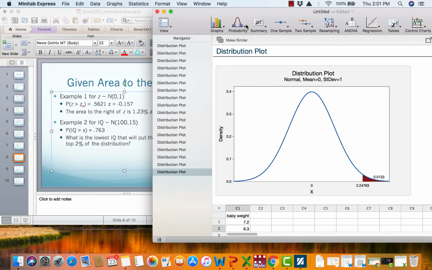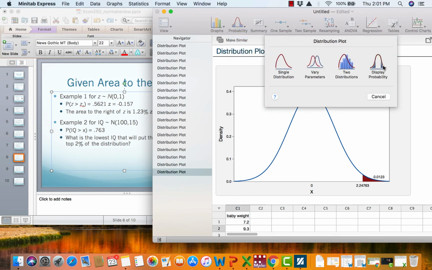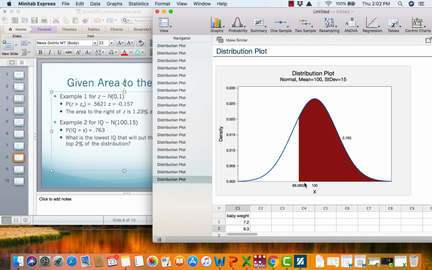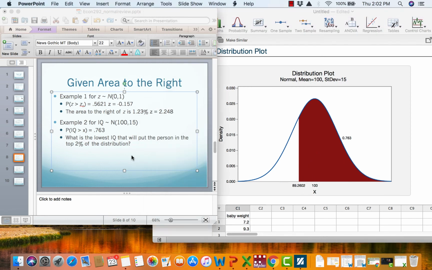Okay, let's switch over to IQ. All right, so let's go into probability, distribution plot, display probability, change our mean to 100, our standard deviation to 15. We're given a probability, again here, IQ greater than, so to the right. And we put in the probability of 0.763. We see everything shaded to the right of this IQ score. And what is that IQ score? All right, now be careful here. We got to round it up, so it's 89.261, okay, because we have to round into the shaded region.